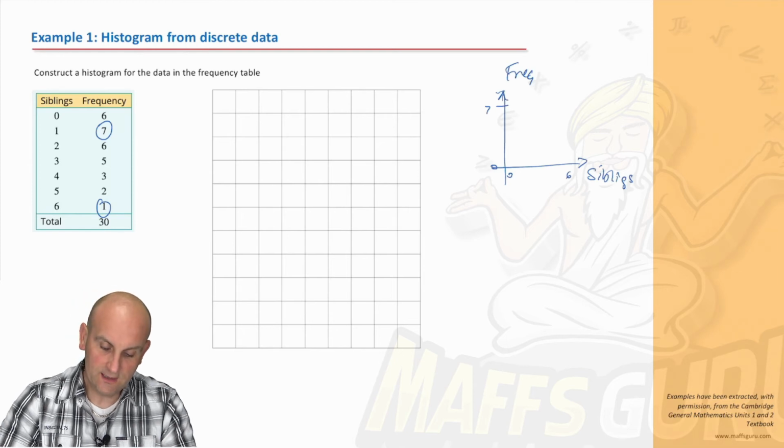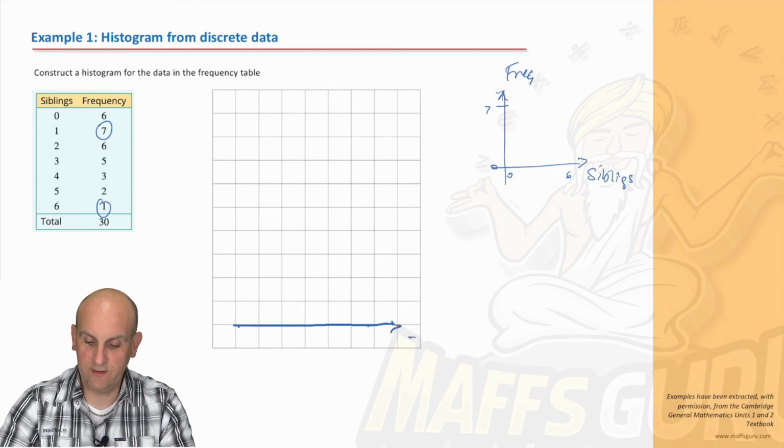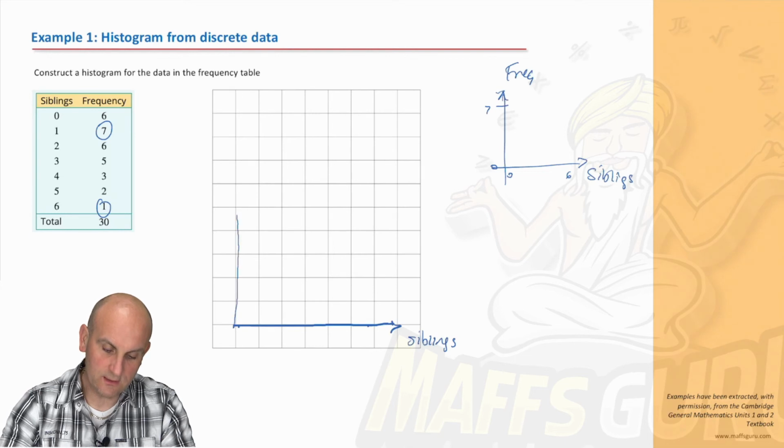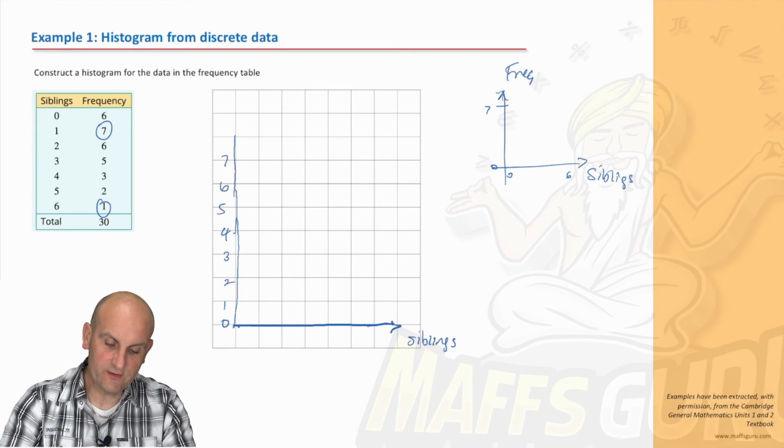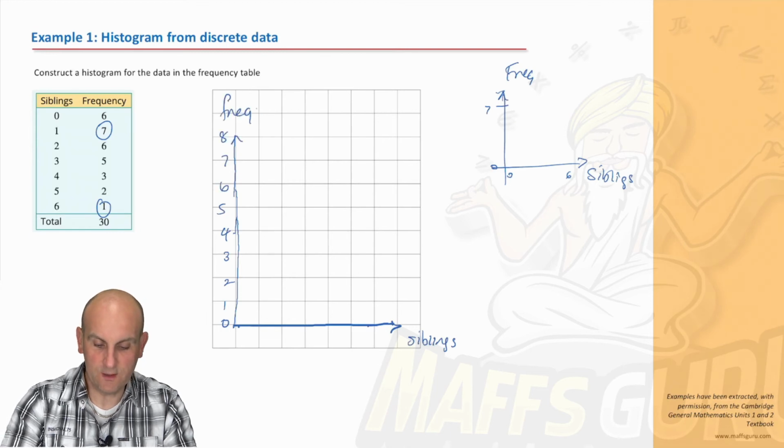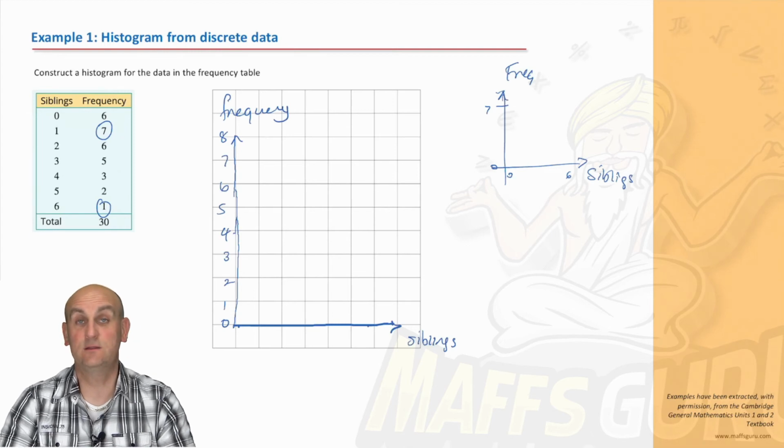So what I'm going to do now is very badly draw 1, 2, 3, 4, 5, 6. Actually, that's not bad. That's pretty good. I'm going to extend it 1 square out because I always do it 1 square out, and I'm going to write siblings. And then I'm going to go, how many did I go? 7. So I want to go 8 up. 1, 2, 3, 4, 5, 6, 7, 8. So I'm going to do 0, 1, 2, 3, 4, 5, 6, 7, and 8. Remember to label your axes because otherwise you're going to lose marks.